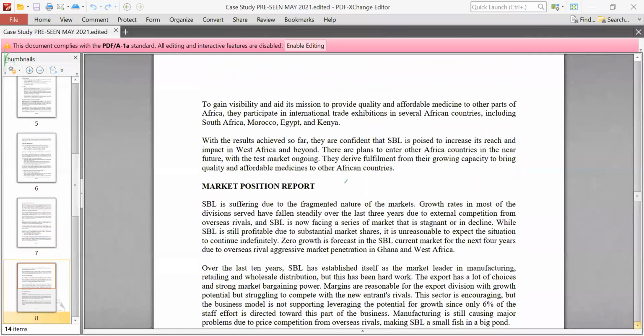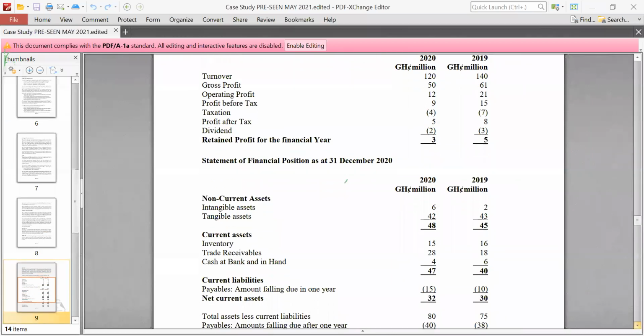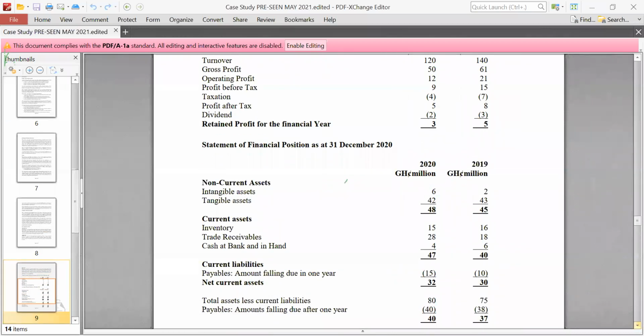I don't want to go into the nitty-gritties of why they haven't been paid yet. Otherwise, at that level, I'll be making a lot of assumptions. So let's just leave it at that.